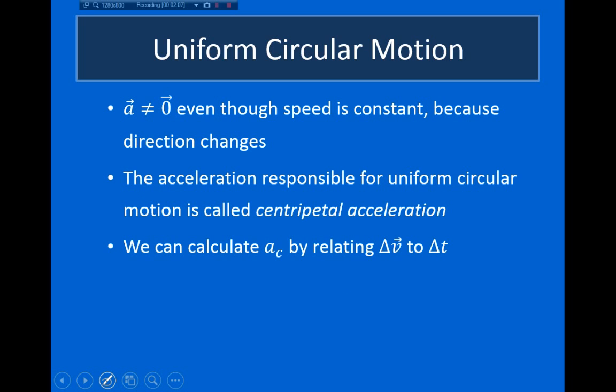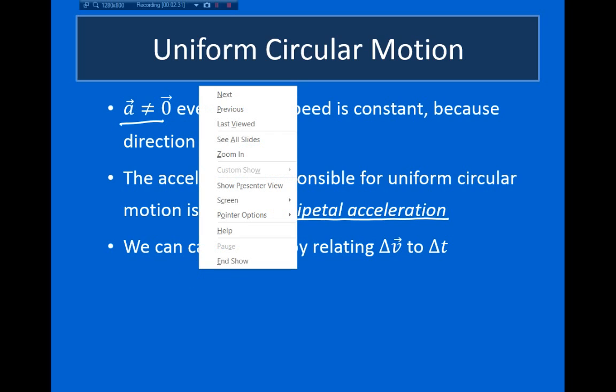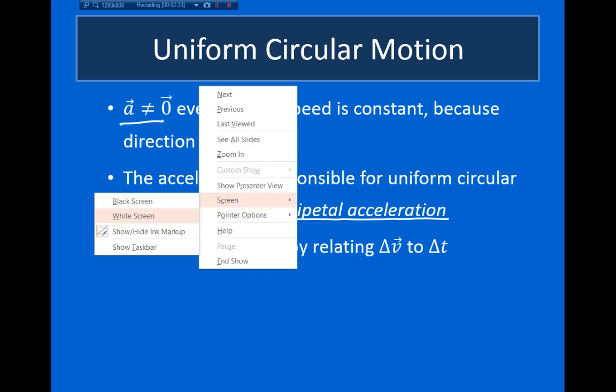Now, as I mentioned in the previous slide, even though an object is traveling with uniform circular motion and its speed is always constant, the acceleration is not equal to zero. And the reason is because the direction of the velocity vector is always changing. The acceleration that is responsible for uniform circular motion is called the centripetal acceleration. And I want to walk through a derivation of how we come up with a formula for the centripetal acceleration.